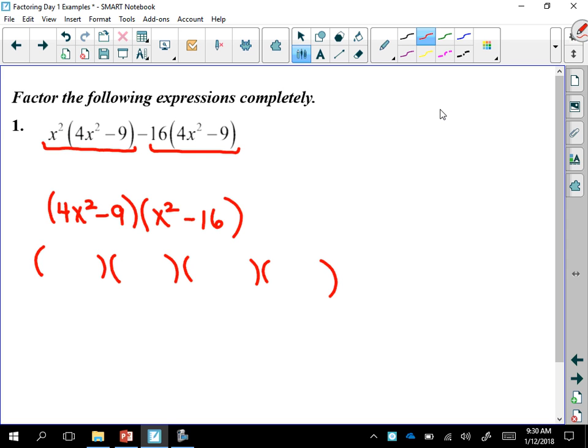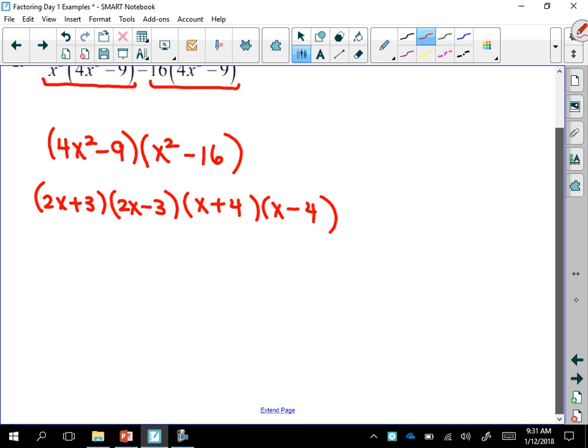So what would be the conjugates that correspond to 4x squared minus 9? And then the conjugates that correspond to x squared minus 16? There you go. All right. There's difference of squares. Can't do a whole lot with that in terms of making it more challenging.